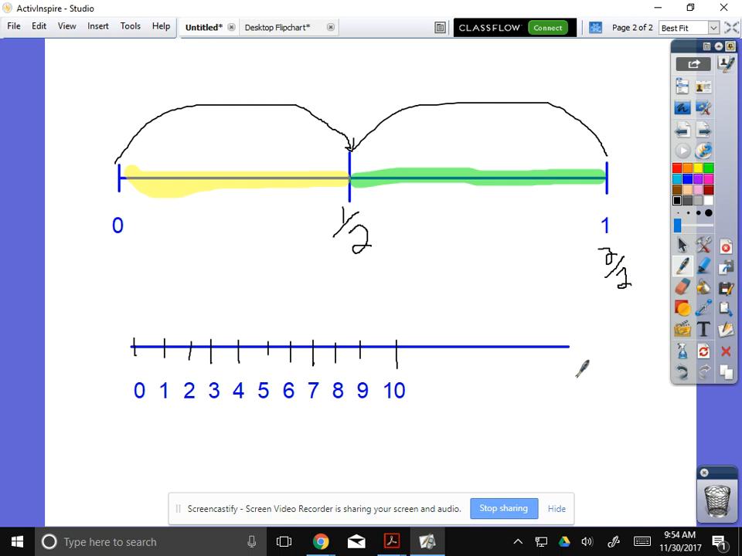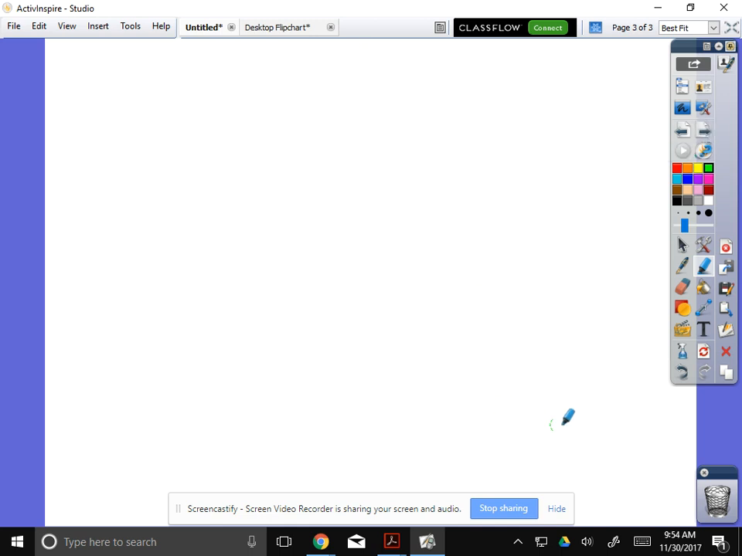That's kind of what we're doing today. The big mistake that fourth graders will often make is they'll see this and think, oh, it's just one piece. But it's really 1, 2 pieces. So let's practice with a couple different things.